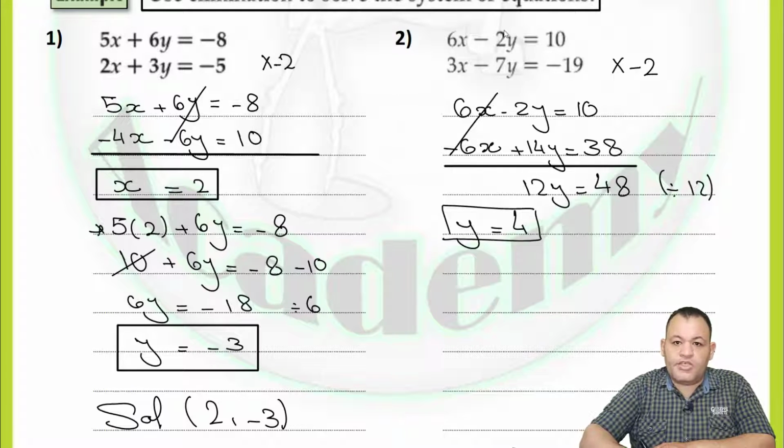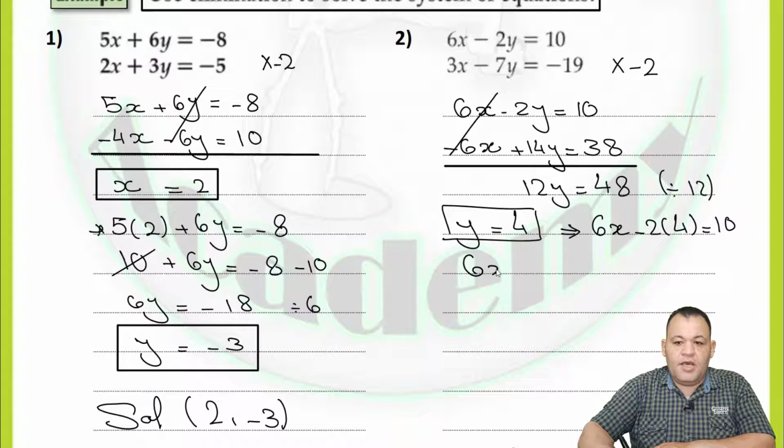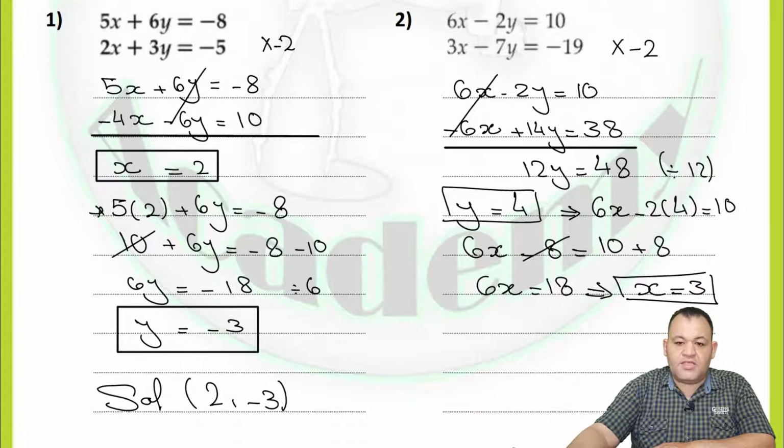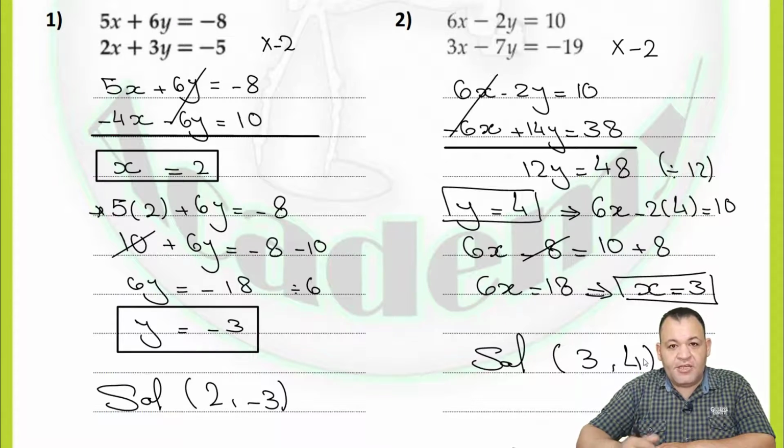In one of the two equations, replace y with 4 to find the value of x. Suppose that I will choose the first one. So we have 6x minus 2 multiplied by 4 equals 10. Then 6x minus 8 equals 10. By adding 8, then 6x is equal to 18. If you divide by 6, you will find that x is equal to 3. Now we find the value of x and the value of y, so we can say the solution will be 3 and 4. You have to start with x, then end with y.